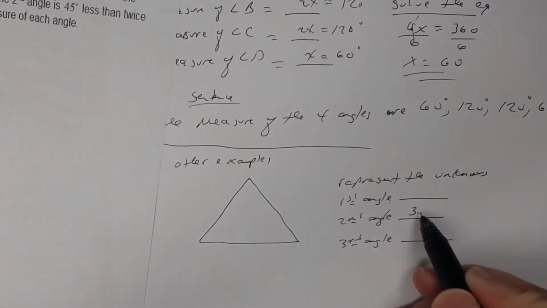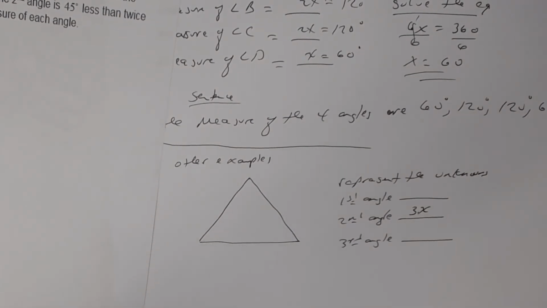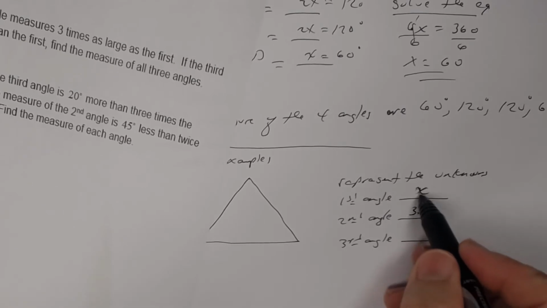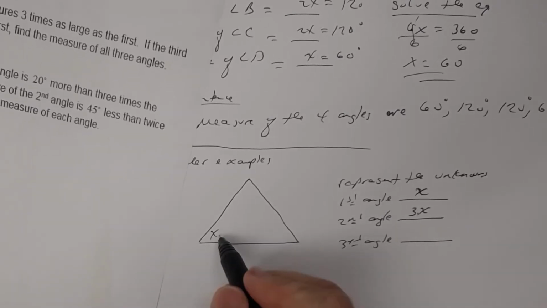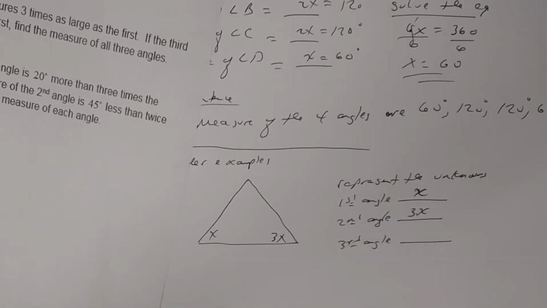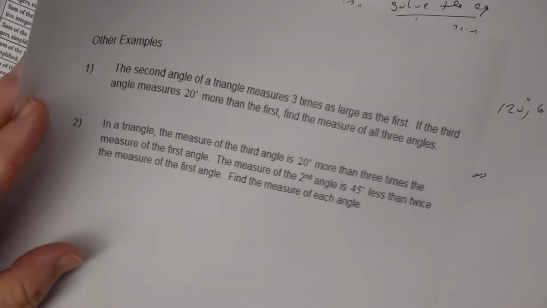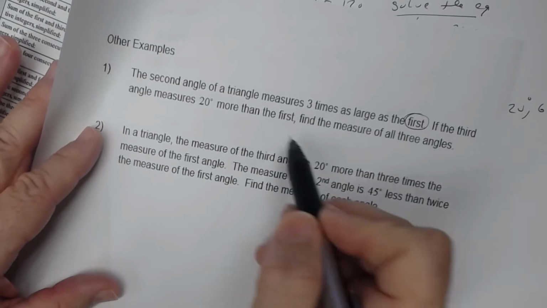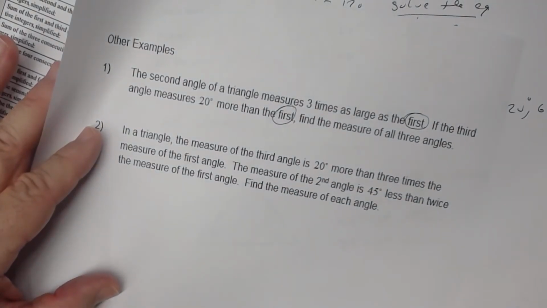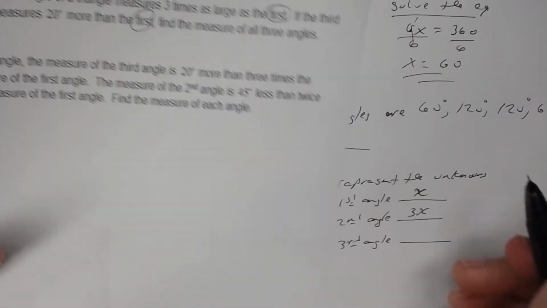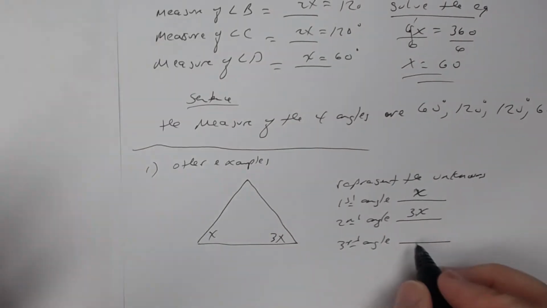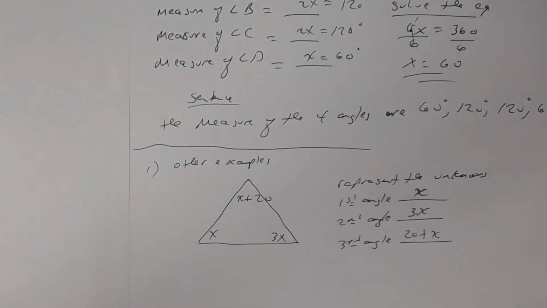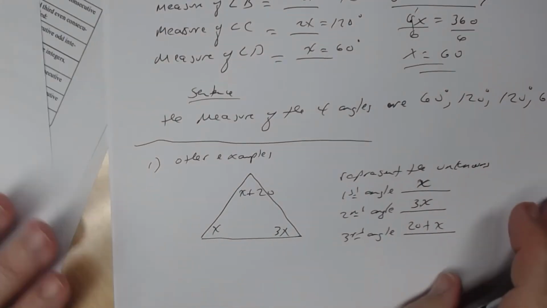So I don't know what the first is, so let's just call that x. Okay, so we're going to call my first angle x. If that's my first, then this is 3x. Okay, and then it says the third angle is 20 degrees more than the first. So notice in both of those, you have the word first. So we'll let x be the first. So that's going to be 20 plus x, or x plus 20. It does not matter.